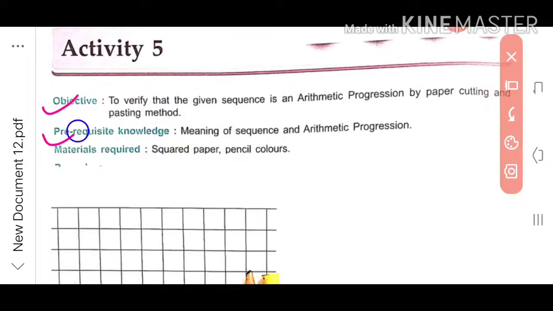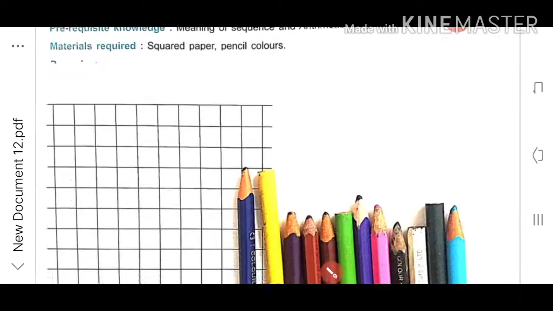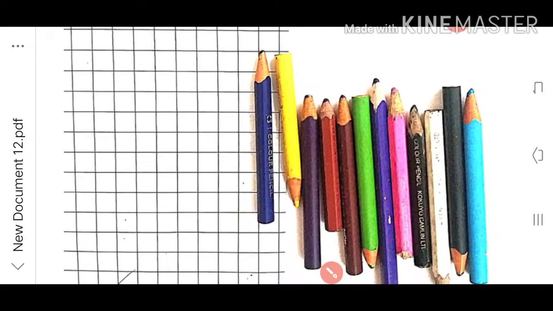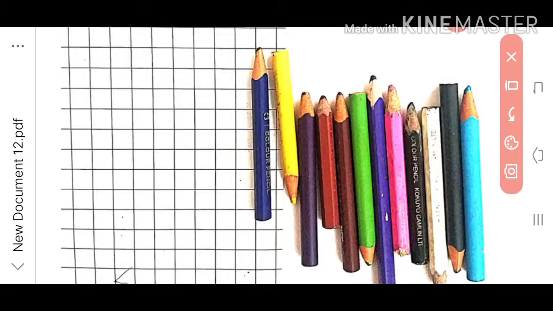Prerequisite knowledge: what knowledge do we need for this? That is the meaning of sequence and arithmetic progression, which we already know, as we completed the topic. Now what materials do we need here? A square paper and colored pencils. So look here, you will take this type of square paper, and you will take the colored pencils, and we will complete this activity.